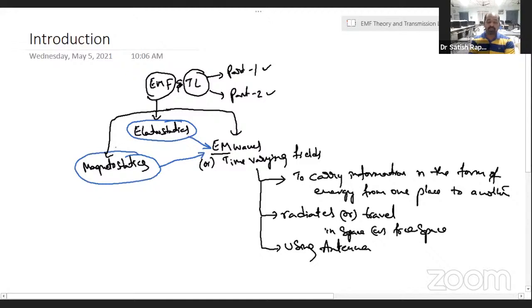So as we are studying electric field and magnetic fields individually, they are called static fields. Both electric field and magnetic field are individually static in nature. Static in the sense what? Static in the sense stationary.